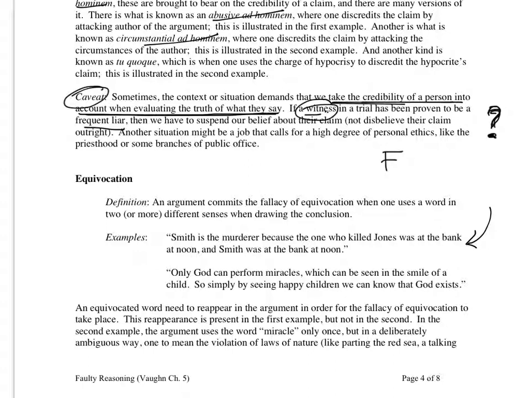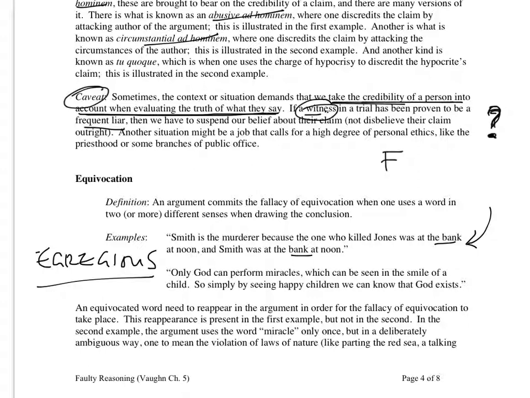very, here's a good word, egregious. Meaning outrageous illustration of the fallacy of equivocation. So suppose somebody says Smith is the murderer because the one who killed Jones was at the bank and Smith was at the bank.